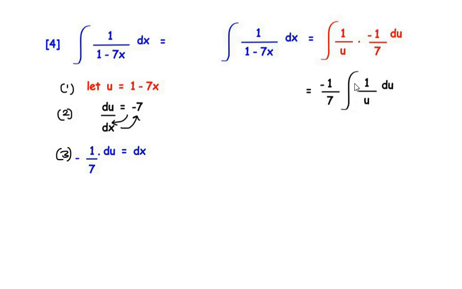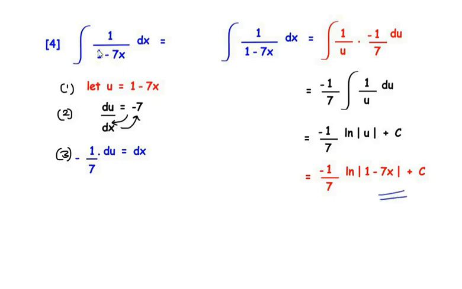Now we have a direct formula for integration of 1 over u form, which is ln absolute value of u. So here we get minus 1 over 7 ln absolute value of u plus c. Now replacing u by the x terms, we get negative 1 over 7 ln absolute value of 1 minus 7x plus c. So this is the answer for the given question.